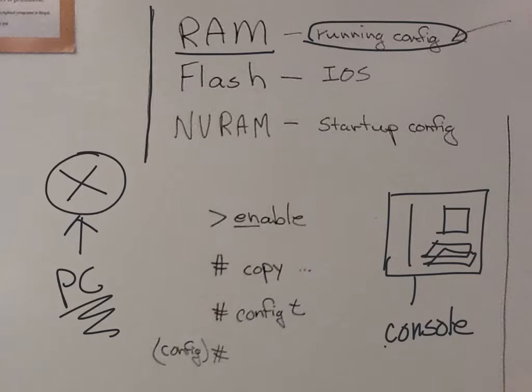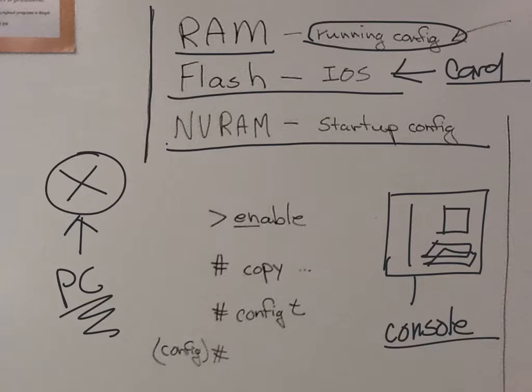Now how we communicate to it, we can console in, we'll talk more about that. Flash, on some of the routers this is a card, and on some of the routers it's built right into the motherboard. We had NVRAM, non-volatile RAM. RAM that doesn't go away, that's where we keep the startup config.